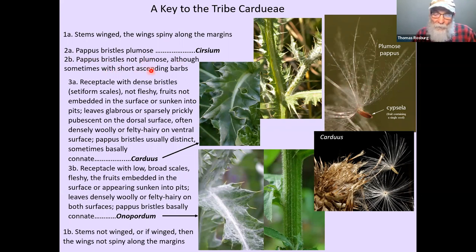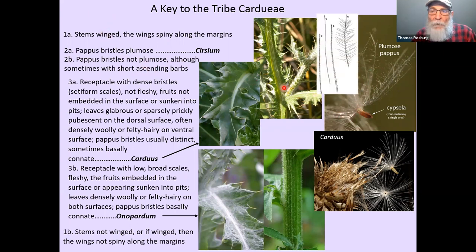The other option here is pappus bristles not plumose. Well, sometimes they can have short ascending barbs. So what we're looking at here is a nice diagram. These are pappus bristles. This one right here is plumose, and that's what we're seeing again right here. This one right here is not plumose, but it has little short barbs that are pointing upwards. This one has some barbs too. This one is smooth. So if the pappus bristles are plumose, that's going to be Cirsium. All Cirsiums have a plumose pappus.